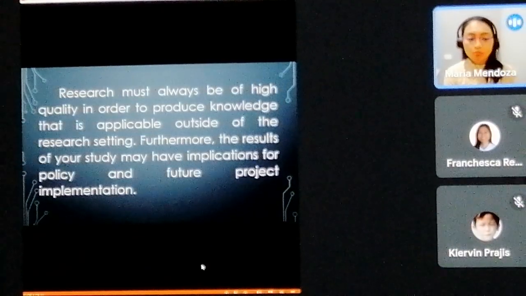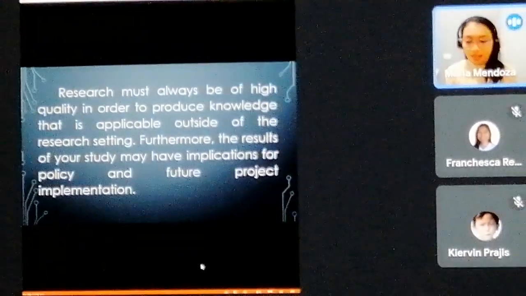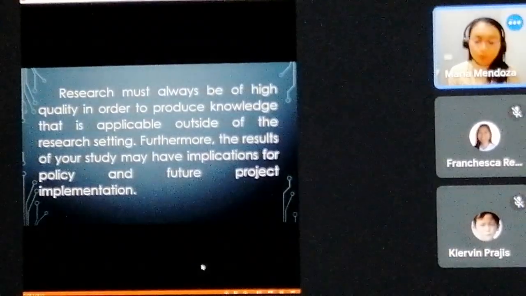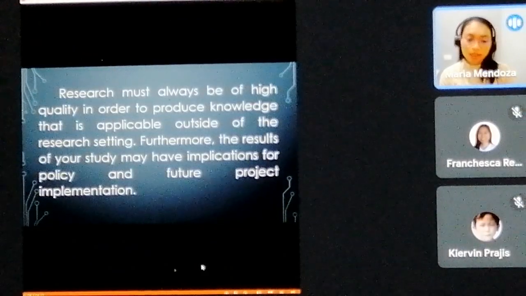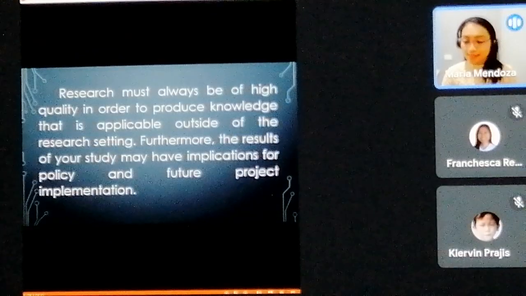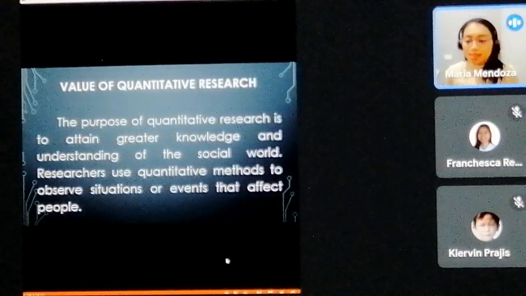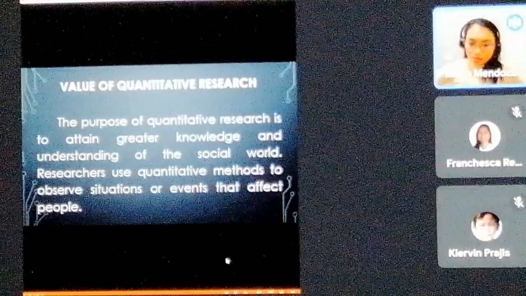Okay? So the future project implementation would be putting something in the classrooms to help the teacher deliver the lesson. Okay? So that is also part of actions in research. Okay? So, what is the value of quantitative research?